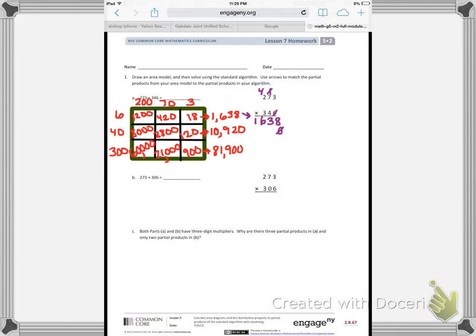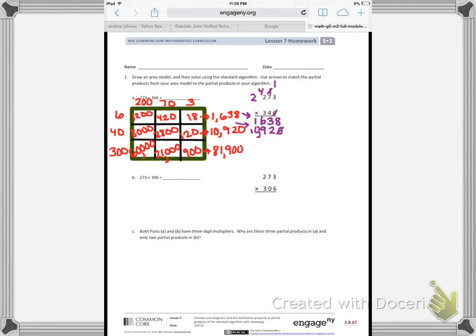Looking at the next row, and I like to cross these out just so I don't use them again. Mark your spot. 4 times 3 is 12. 7 times 4 is 28, plus 1 is 29. And 4 times 2 is 8, plus 2 is 10. So we got 10,920. So now we know that these match up.